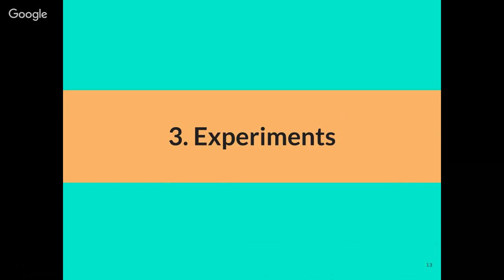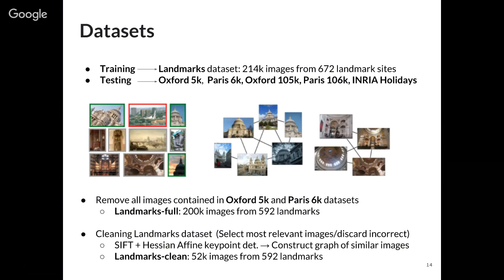Let's see the experiments they did. First of all, they do the training in the landmarks dataset, and they do testing in Oxford, Paris, and Holidays. They propose two different datasets to train. The first one is the landmarks, but with all the images from Oxford and Paris removed. And the second one, they propose a cleaning of the landmarks dataset.